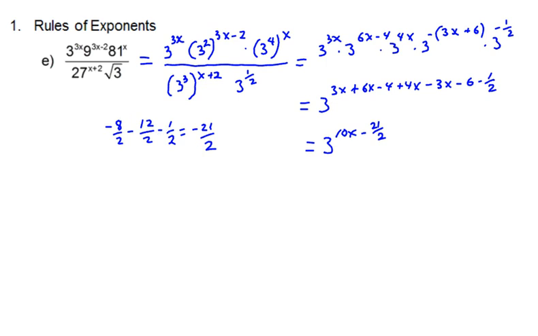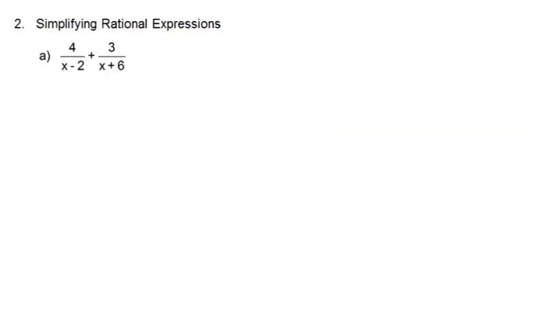Okay, let's go on to look at simplifying rational expressions. In rational expressions, we're going to do a couple things here. First is we're going to look at our excluded values. We have 4 over x minus 2 plus 3 over x plus 6. So we know that x cannot equal 2, nor can x equal negative 6.